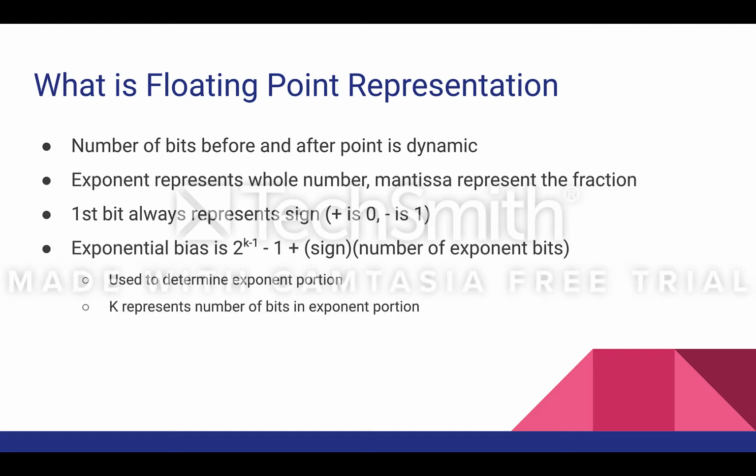The first bit always represents the sign of the number, so positive or negative. For positive, it will be 0, and for negative, it will be 1. And then we calculate the exponential bias, which I'll go over in the next slide, as 2 to the k minus 1, so 2 to the number of bits in the exponent portion minus 1, and then we add the sign, so 1 or negative 1 times the number of bits. This is used to determine the exponent portion of our floating point number, and k represents the number of bits in the exponent portion, as I previously said.